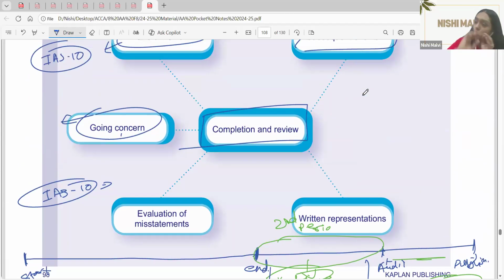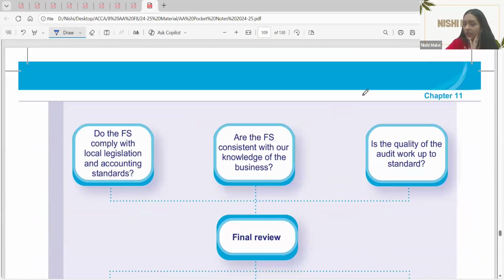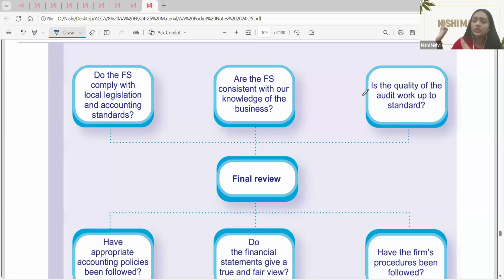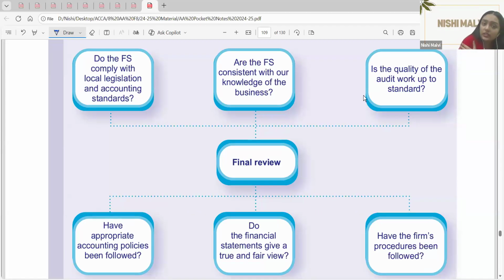Now, during the completion and review, the auditor needs to check whether there is going concern or not, whether all the misstatements are evaluated, and whether all the written representations, wherever required, are correctly taken or not. They also need to check whether the financial statements are following the legal standards or not. Are they consistent with the knowledge of the business? Let's say the chairman is saying something and the company is saying something else. It shouldn't be that situation. Okay.